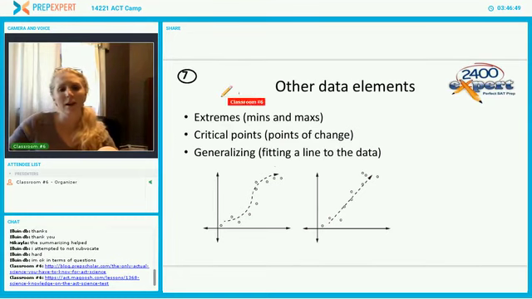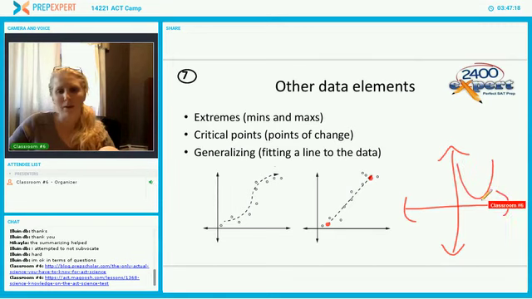Other data elements, extremes, and these are kind of bad examples because the extremes are just the endpoints. Extremes, mins and maxes in a parabola are obviously the vertexes and whatnot.